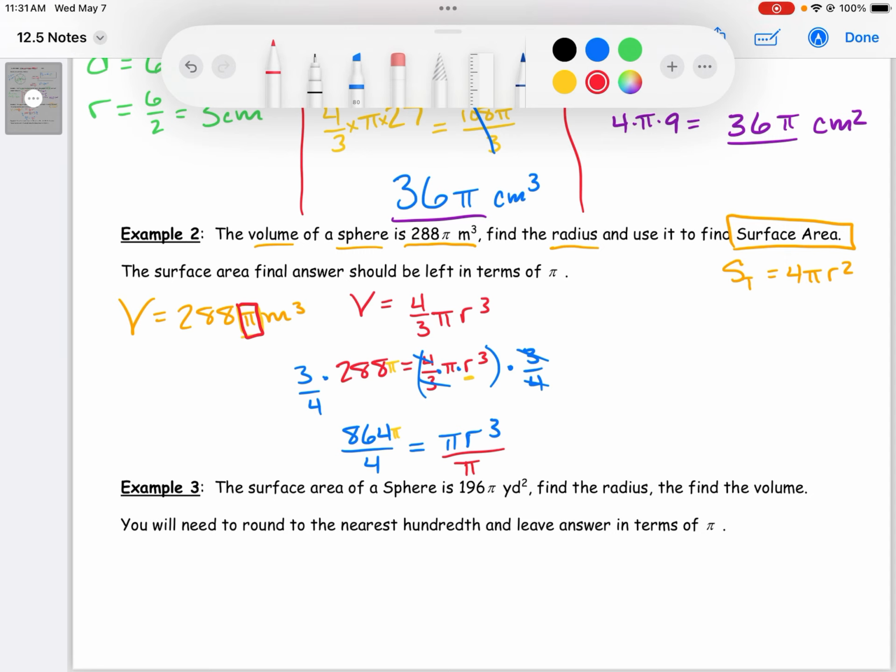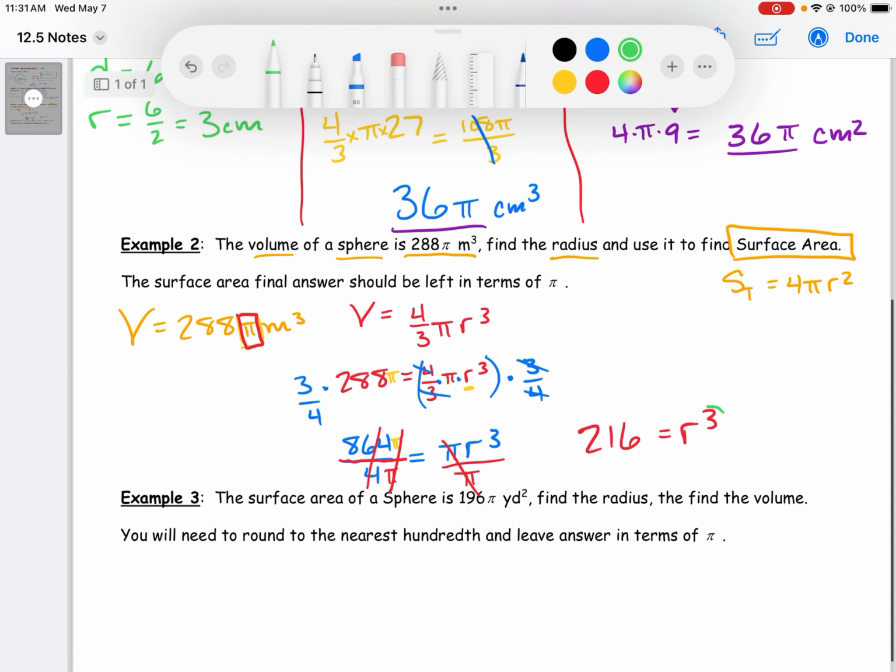All right, so I also need to get rid of pi. Not really get rid of, I want to either cancel it or move it. So I'm going to divide both sides by pi. When you have a pi over a pi, they cancel out. And 864 over 4 can be reduced to 216. So hopefully this is ringing a bell in your head.